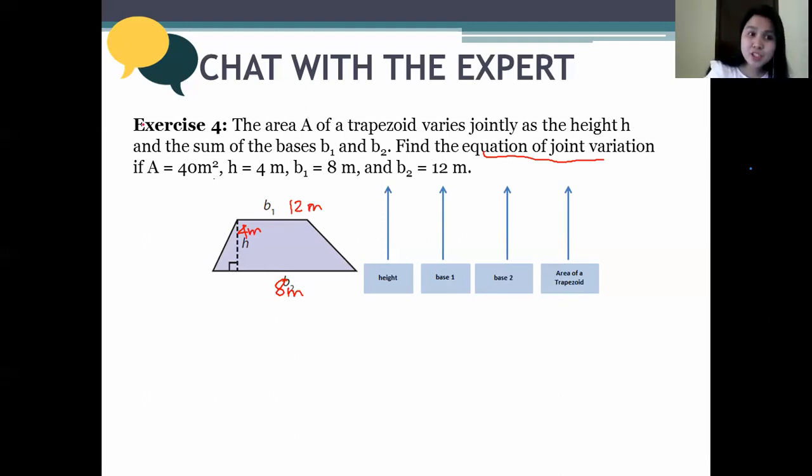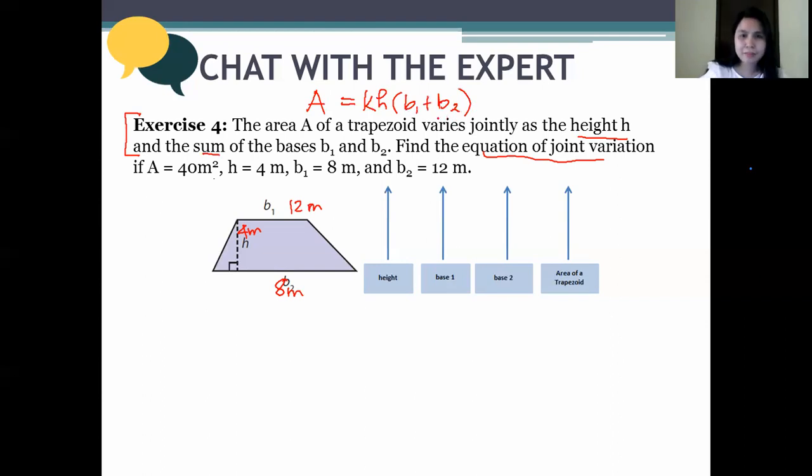Now, we need to translate first the first sentence. So the area of the trapezoid varies jointly. Do not forget our best friend K, our constant of variation, as the height, h, and the sum. It means you will add. What will we add? The sum of base 1 plus base 2.